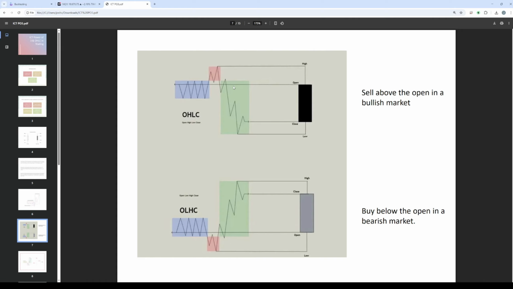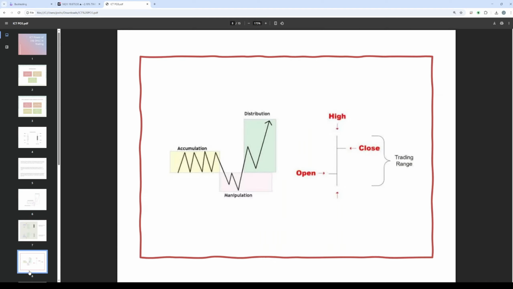Because that's creating that wick at the top. And then we want to target, obviously, the low and the close down here. Same vice versa. If you were buying, you would buy below the market, buy below the open in a bearish market, okay?